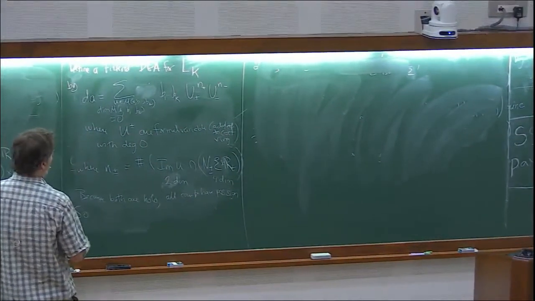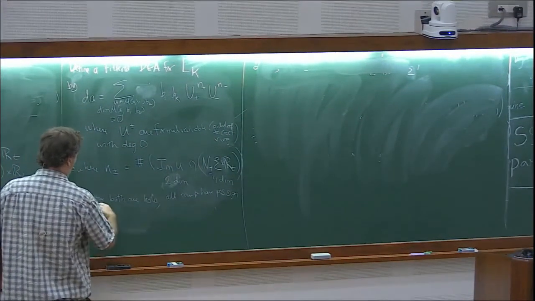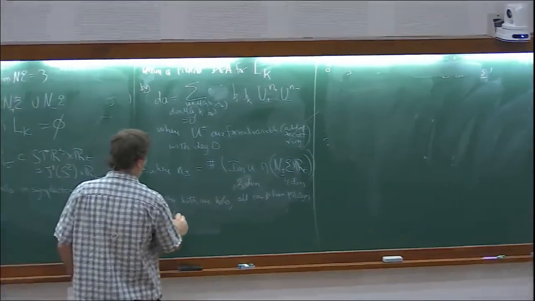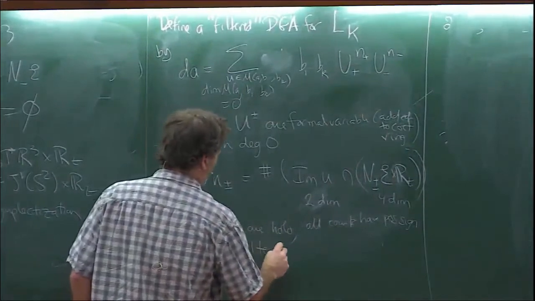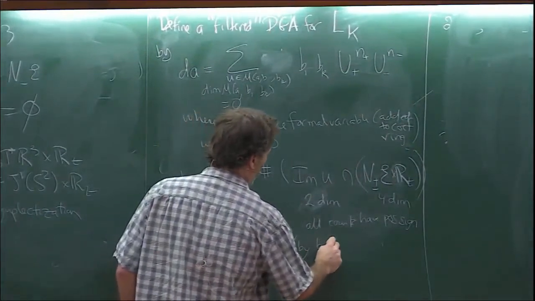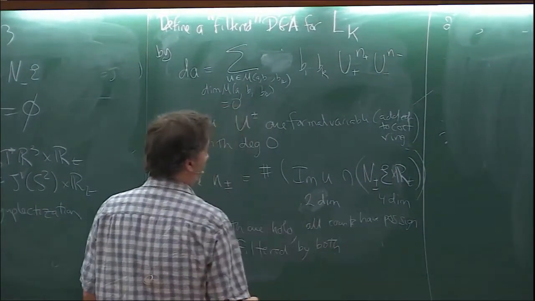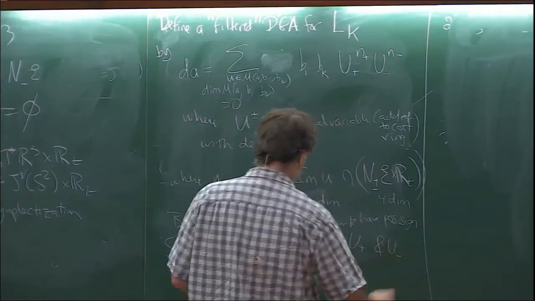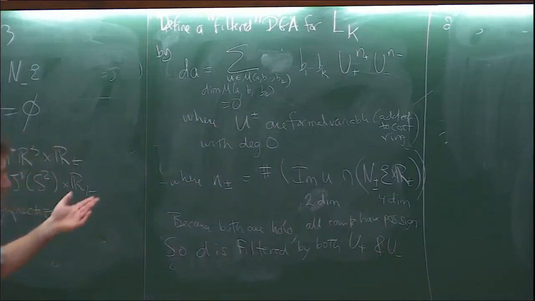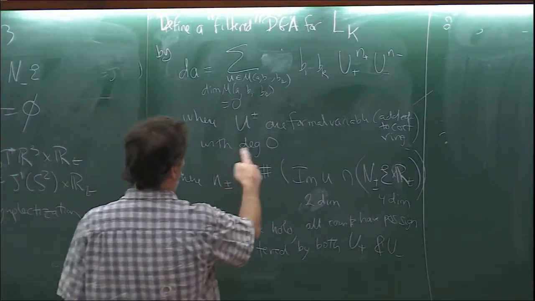So D is filtered by both U plus and U minus. That is, D reduces the count.